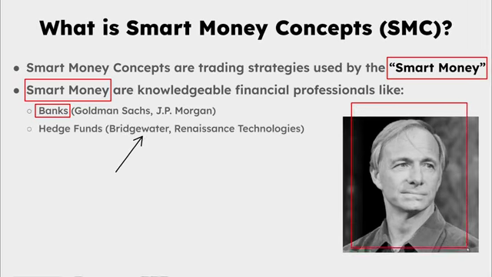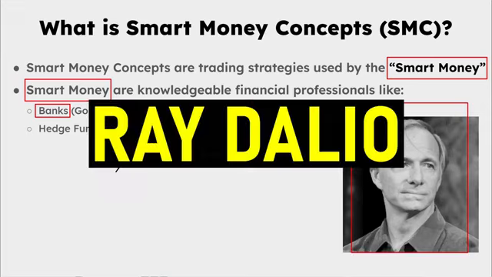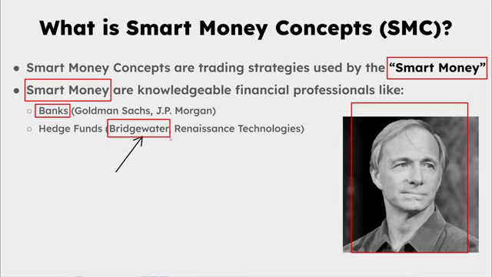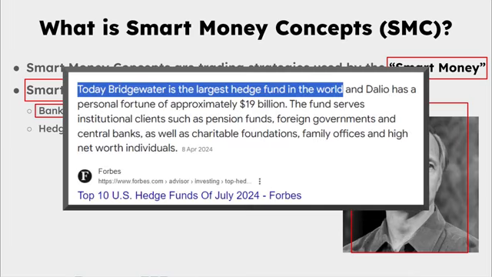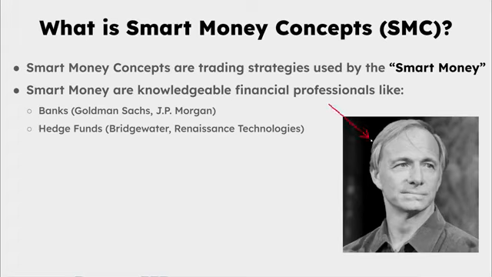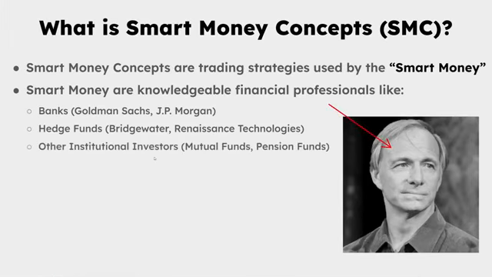And that is why I have this image right here. Many of you guys are probably familiar with him. This right here is Ray Dalio, which is the founder of Bridgewater. And I actually think that Bridgewater is the largest hedge fund in the world. So Dalio and his hedge fund is a great example of smart money. But we also have other institutional investors, such as mutual funds or pension funds, that are definitely considered smart money.